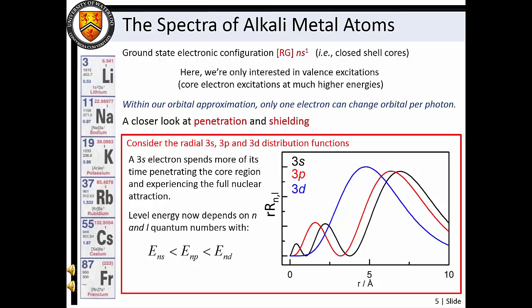These species have one more valence electron than their nearest atomic number rare gas, and that single valence electron occupies an ns orbital. But why is it that the ns orbital is lower in energy than the np or nd orbitals? In Masterclass 2, we discussed the idea of electron penetration and shielding.